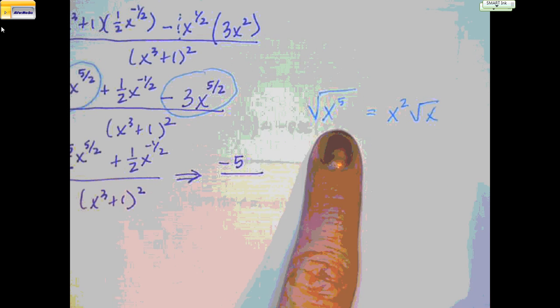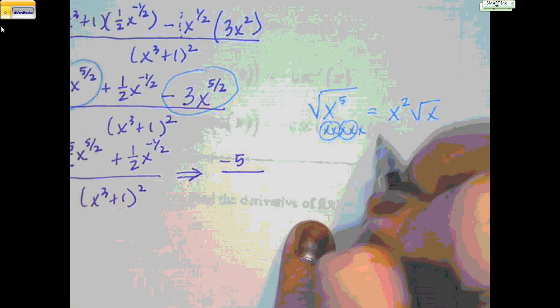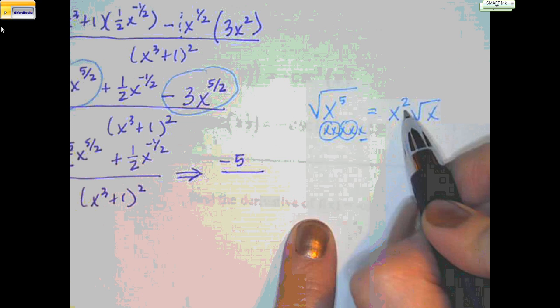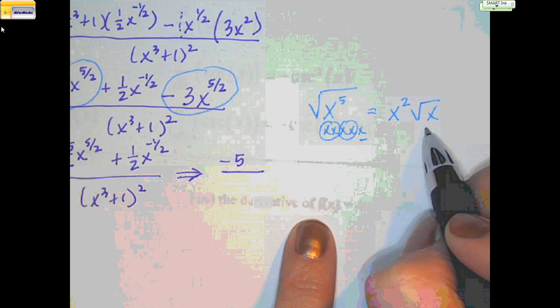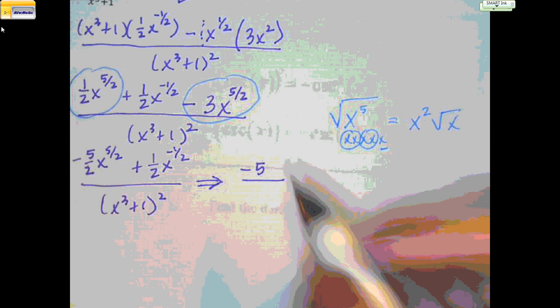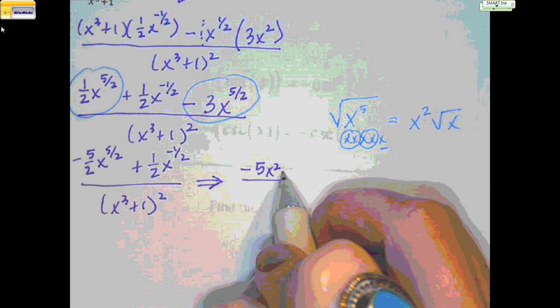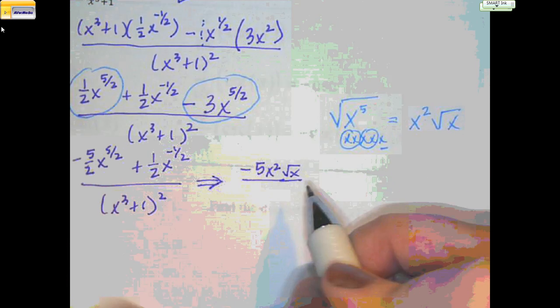Is it x squared radical x? Because there's 5 x's in there. 1, 2, 3, 4, 5, and I'm looking for pairs. I'm looking for square roots. So here's 1 pair, here's another pair, and there's 1 guy left over. So x squared radical x? Yes? So we've got x squared radical x on the top, and on the bottom I've got a 2.